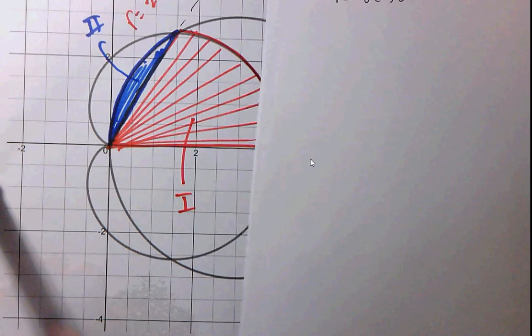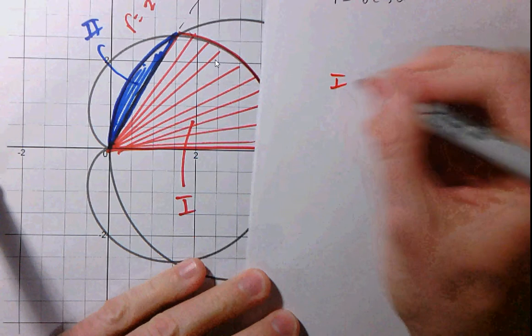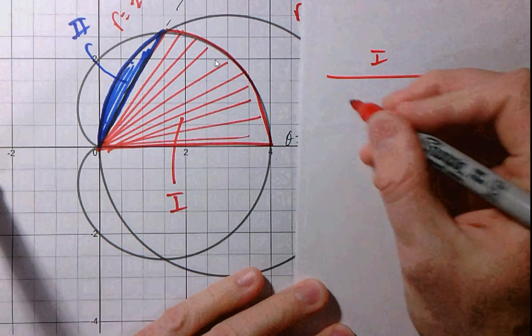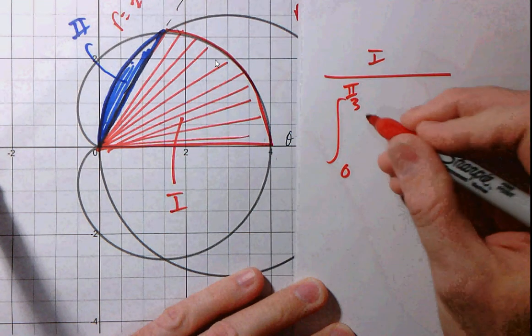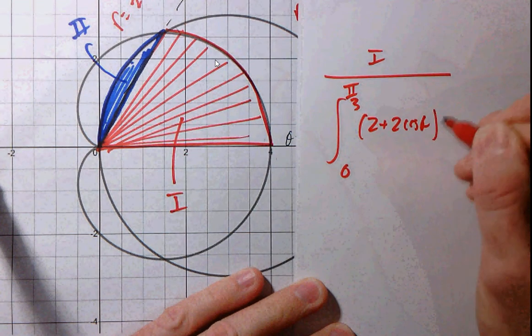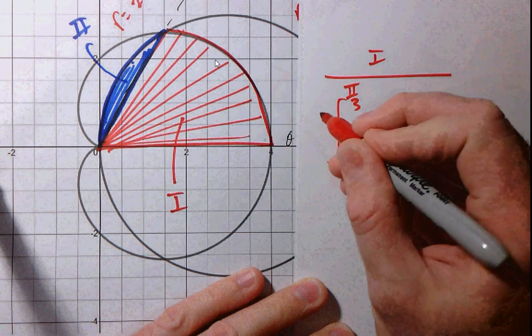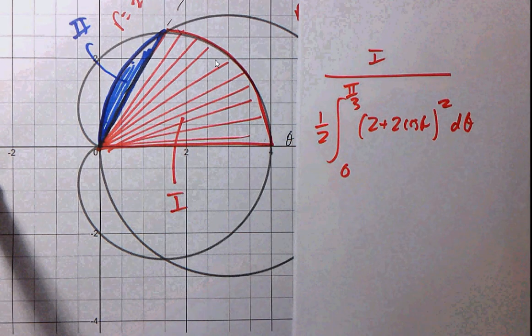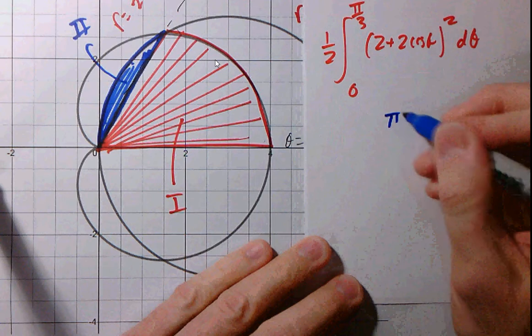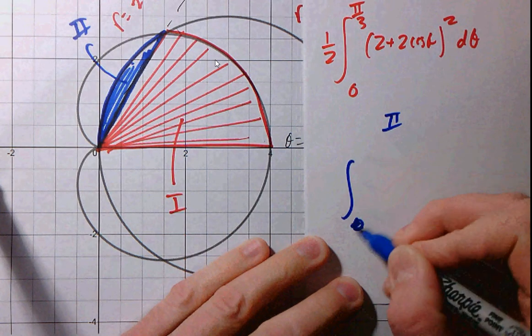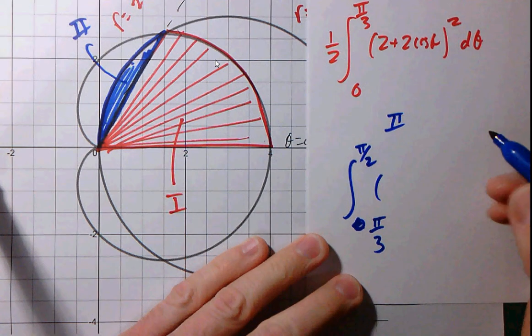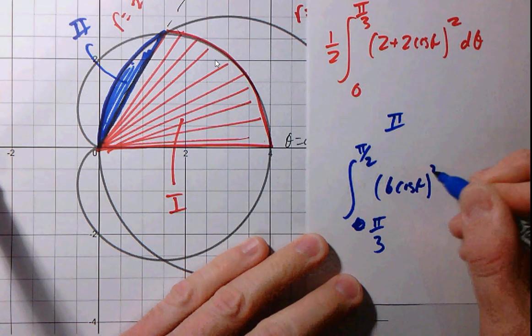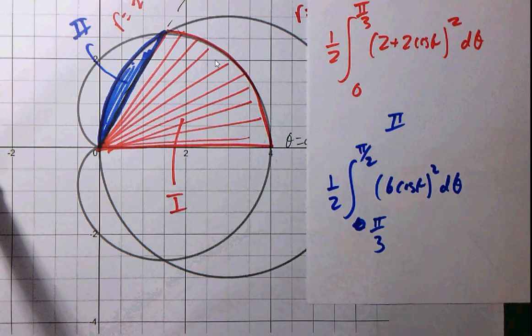So what's that going to look like? It's going to look like this. So the area under the region 1 is going to be the integral from 0 to pi over 3 of the limacon. So that's 2 plus 2 cos theta squared d theta. And of course we want half of that. For region 2, the area is going to be the integral from pi over 3 to pi over 2 of the circle. And the circle has equation 6 cos theta squared d theta. And again, we want half of that.